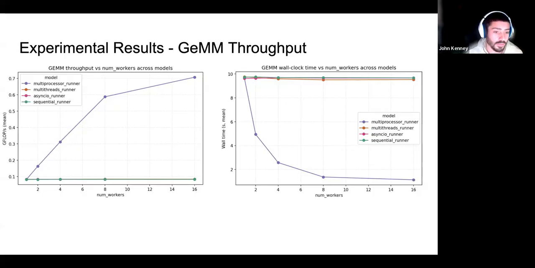Async IO also stays flat because it's designed for non-blocking input-output, not computation. Sequential remains our baseline, so this graph makes the core point of our CPU analysis. For compute-heavy tasks like matrix multiplication, multiprocessing is the only model that meaningfully improves performance.